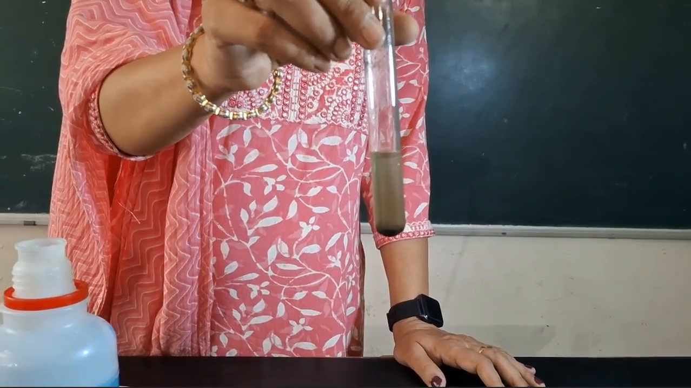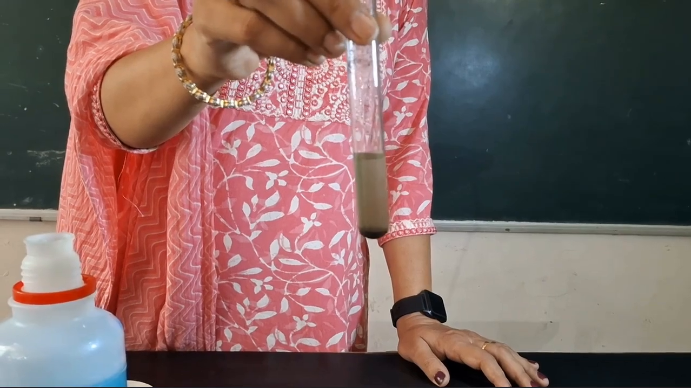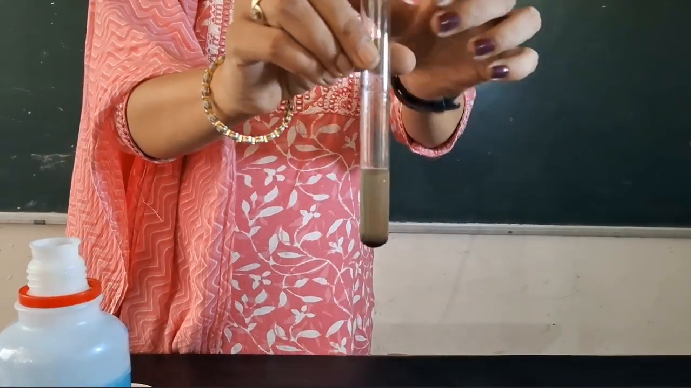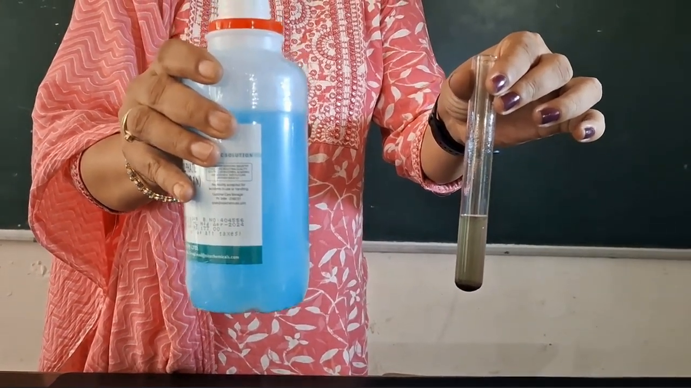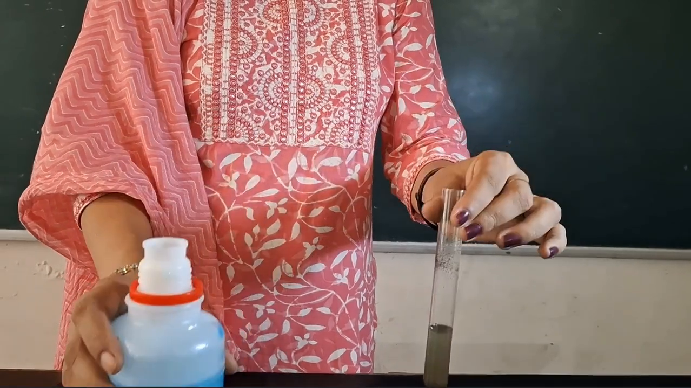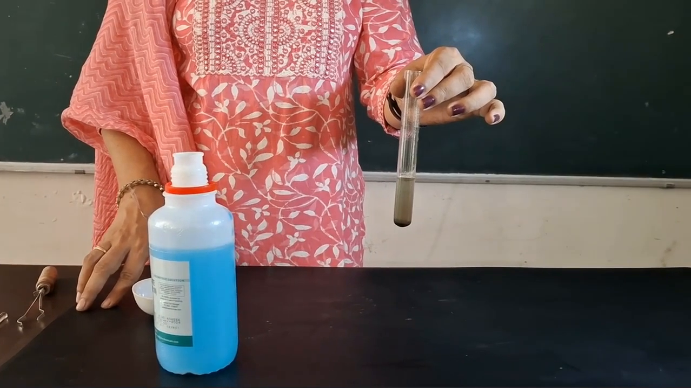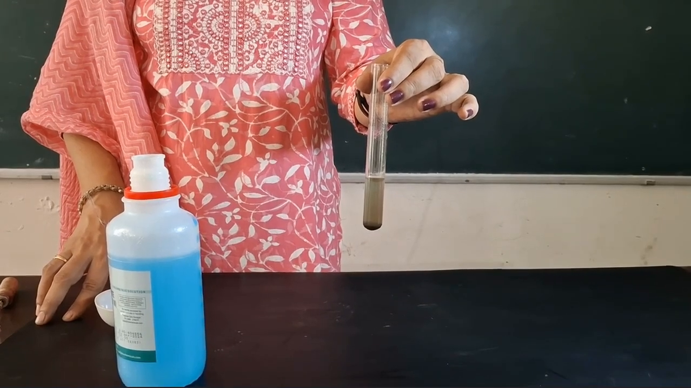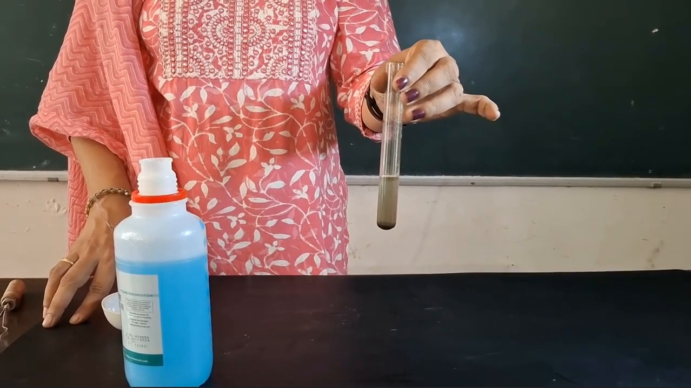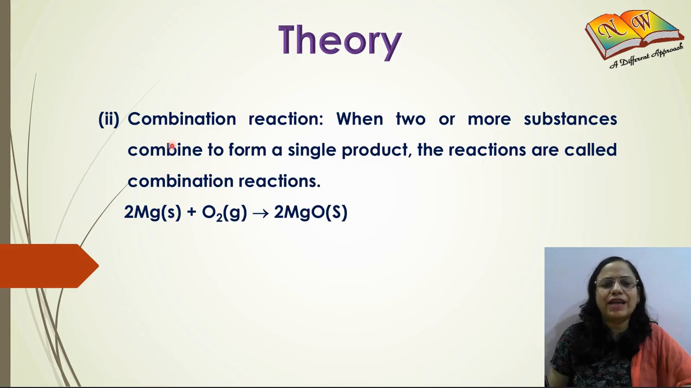The more time you keep this, the deeper green it will get. So you can observe the change in color. It was initially blue and now it is green. You can see the difference here. This is basically because when iron filings are put in a solution of copper sulfate, iron is more reactive than copper. It displaces copper from its solution, resulting in the formation of iron sulfate, which is green in color.